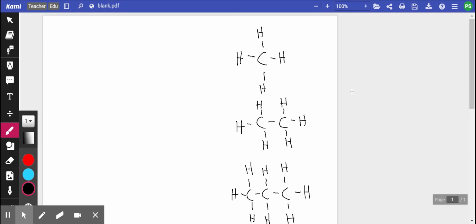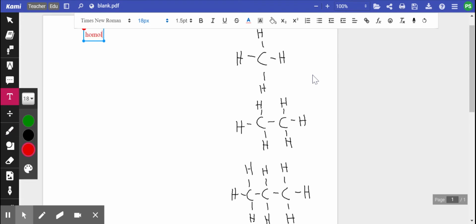Now, in organic chemistry, we are looking at compounds that contain carbon. And this term homologous series is any series of compounds that have the same functional group and have similar chemical properties. So another way of thinking about it is like a family of organic compounds. So the first family that we're going to look at today is called the alkanes.